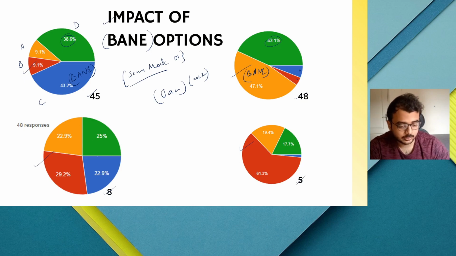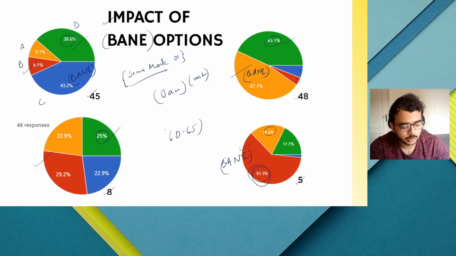For this, the correct answer was the 25% one. Essentially, this means 25% got this question correct, 38% got it correct in this one, 43% in this one, and 19% in this one. 61% of you were trapped in a BANE option. And I'm talking about responses, close to 60-65 responses I got for each of these questions, and I'm speaking on that basis.